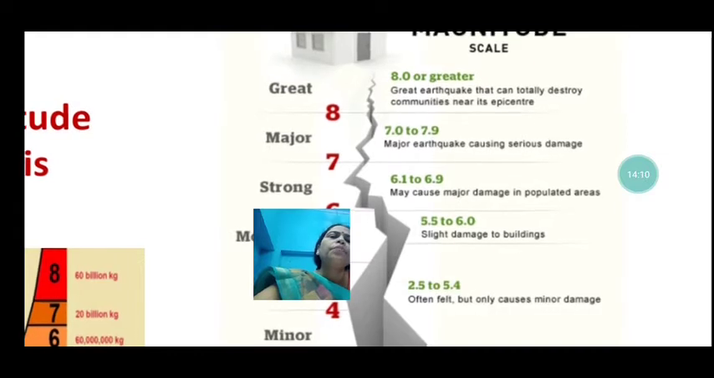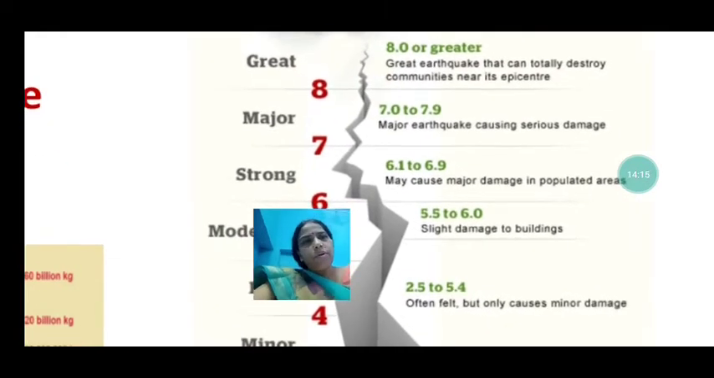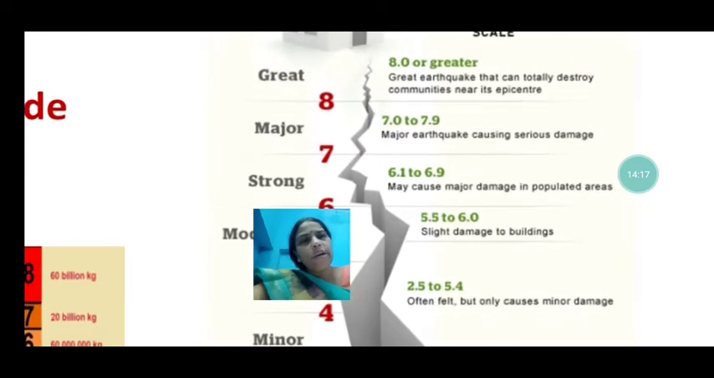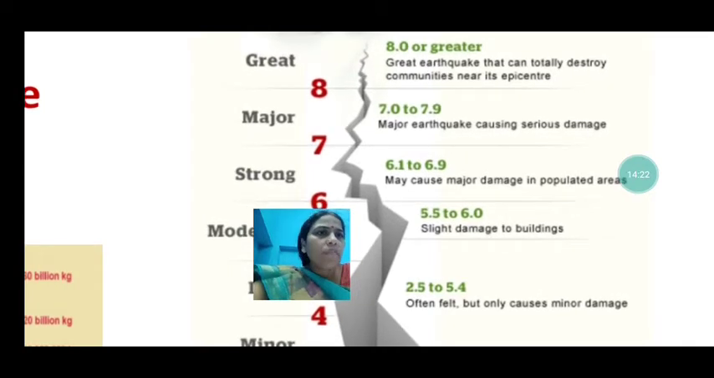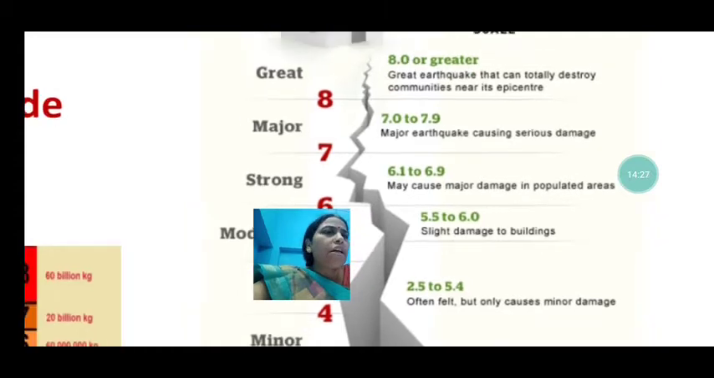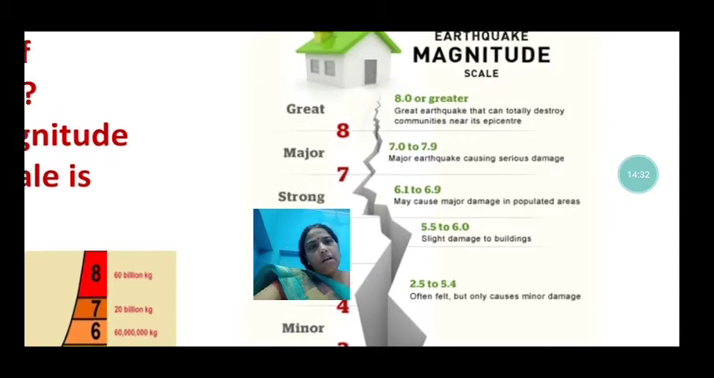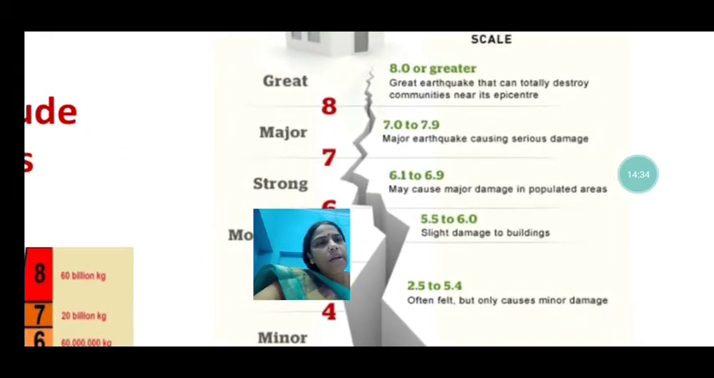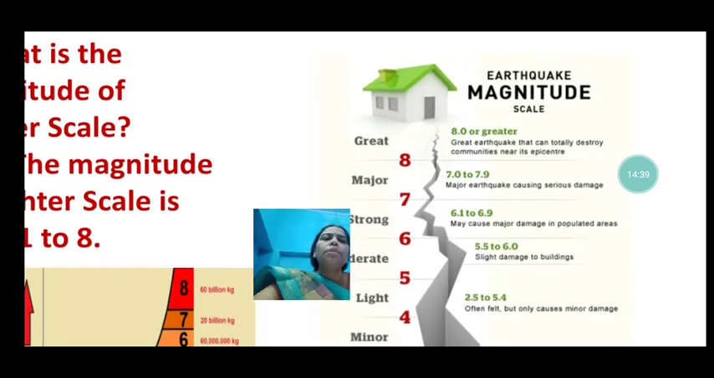At 7 to 7.9, there is serious damage caused by the earthquake to the people. Now a great earthquake, 8 or greater, can totally destroy communities near its center. So it is very big damage, and it can totally destroy the communities which live near where the earthquake has taken place.